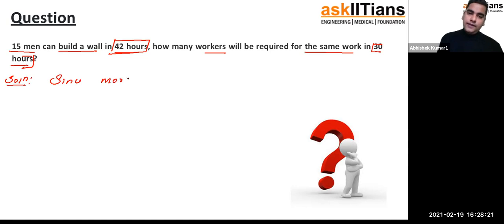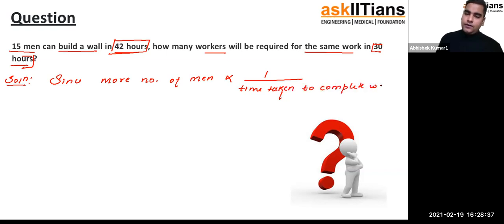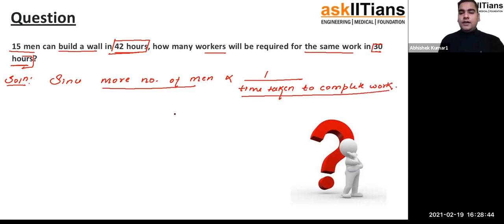Since more number of men is inversely proportional to time taken to complete work, okay, right? Since more number of men, that is inversely proportional to the time taken to complete work. So we can say that this problem is a problem of indirect proportion. Without any hesitation, we can say that.